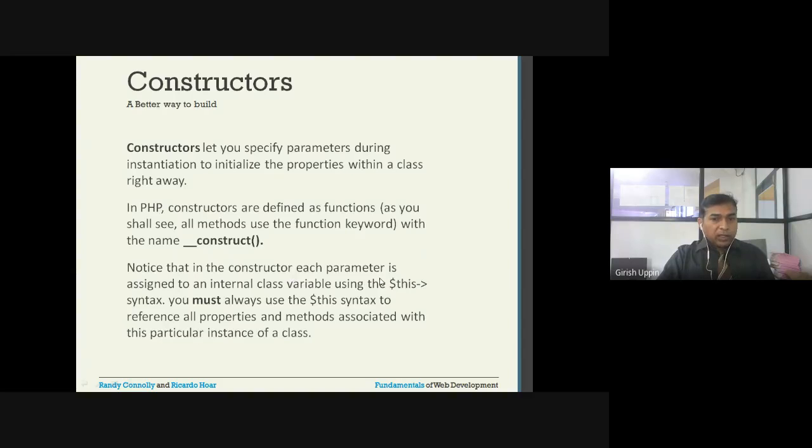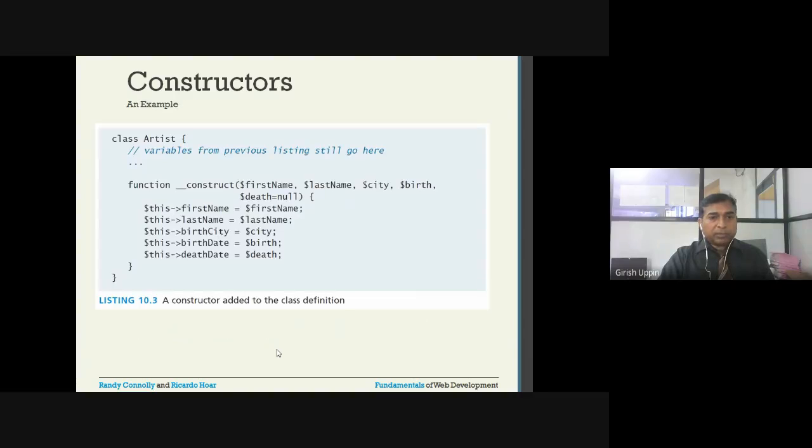Notice that in the constructor, each parameter is assigned to an internal class variable using $this. If you remember, in Java programming we have the pointer this. In PHP, $this will point to the object which has been instantiated, so it has a reference to that particular object. You must always use the $this syntax to reference all properties and methods associated with the particular instance of a class. So you have to use $this to reference all the attributes, the members of the particular class.